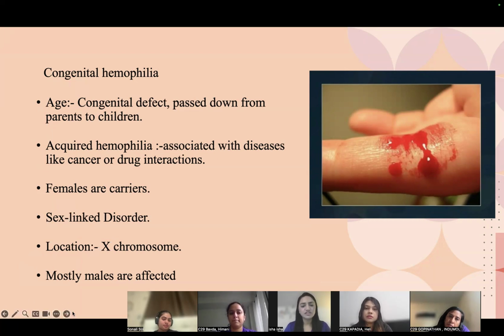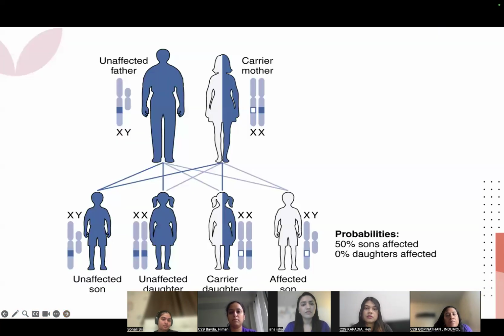If you see this gene diagram, we see an unaffected father and a carrier mother. So you see the outcome: we have an unaffected son and an affected son, but the chance of a daughter having hemophilia is 0% because we only get an unaffected daughter or a carrier daughter. So the probabilities are 50% of sons affected and 0% of daughters affected.